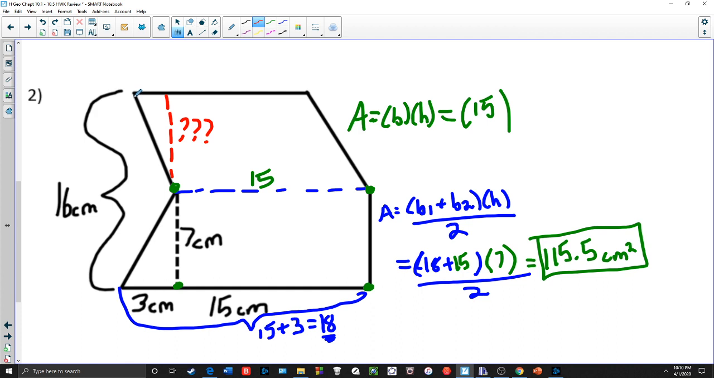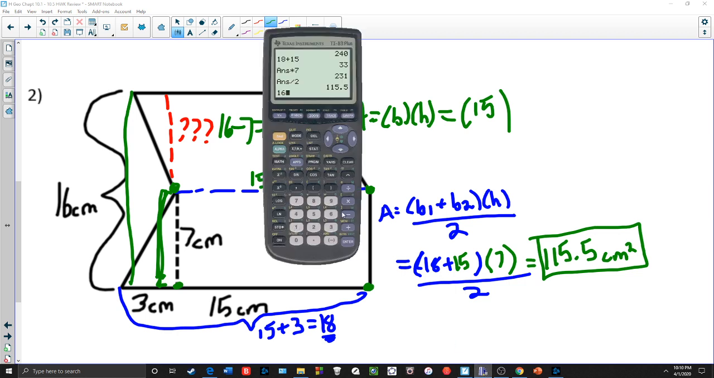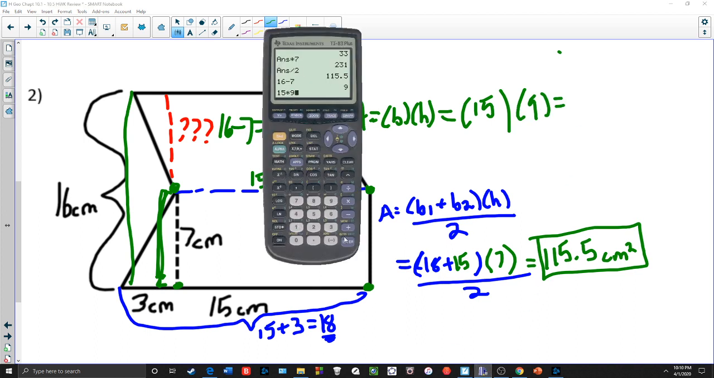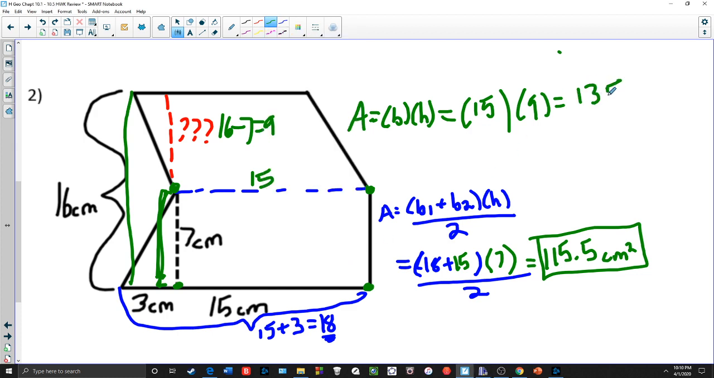But I do know that the entire height is 16. So if the entire height is 16, and this down here is 7, that means if I go from, again, top to bottom, that's 16. From here to here, that's 7. Here to here, that's 7. So this would be 16 minus 7, basically whatever's left, which is 9. So we times by 9, and we get 15 times 9, and we do 135.